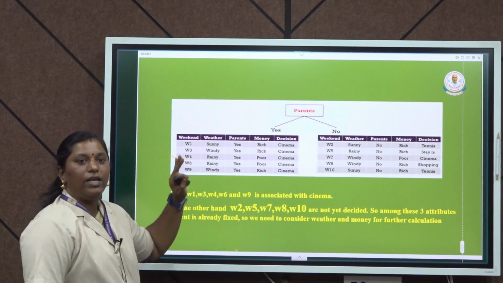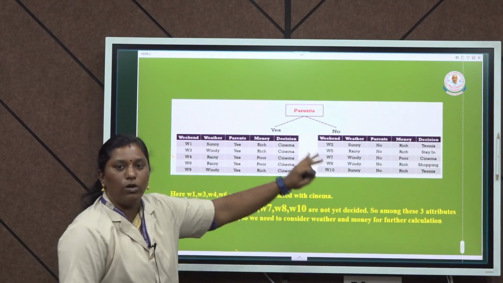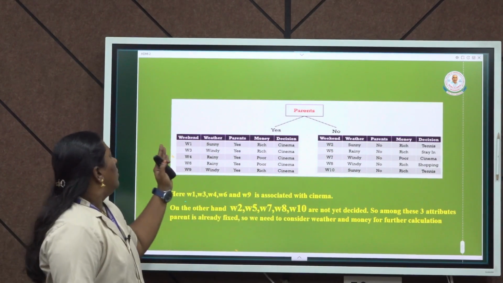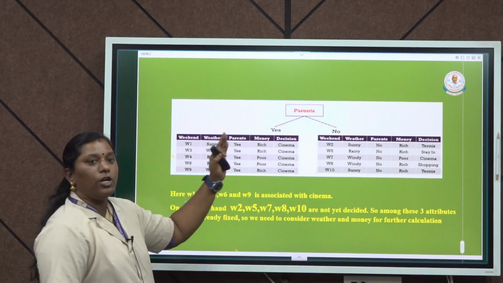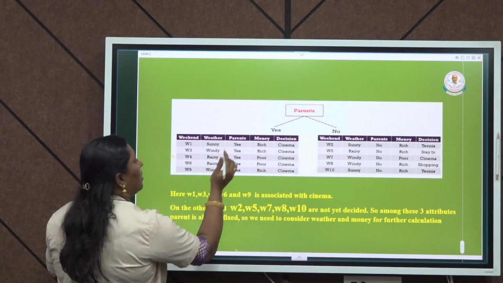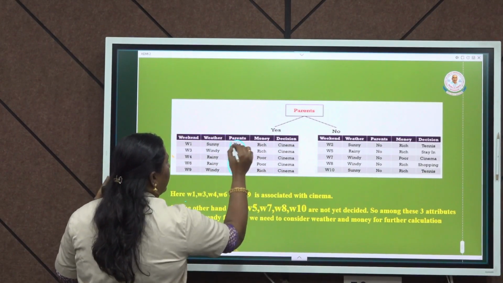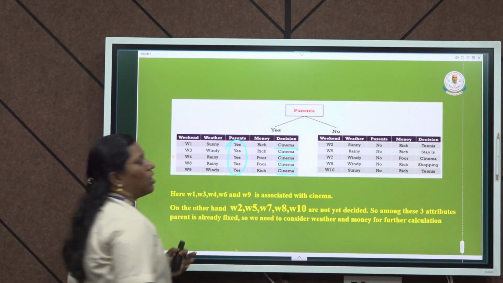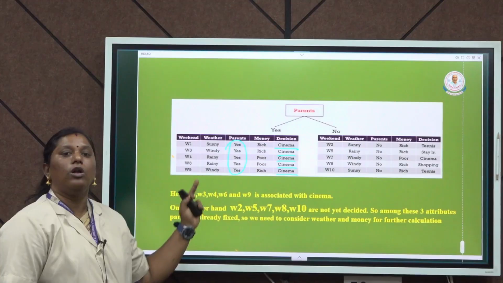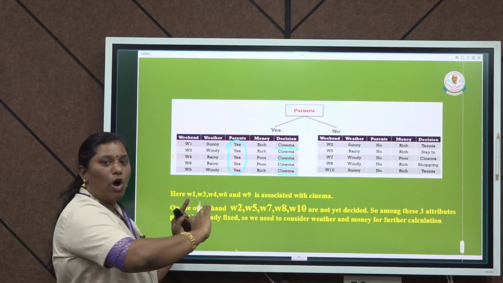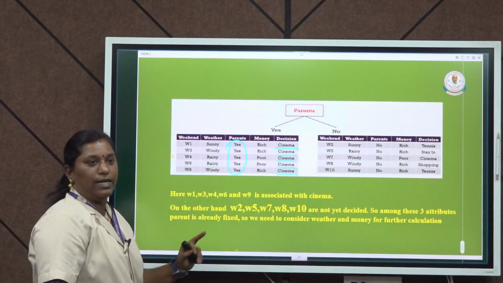The parent has 2 values, yes and no. Based on that, the data set is split into 2, which are considered subnodes, one per branch. When the parent is equal to yes, the decision is cinema. All the instances have the same outcome, cinema. So this sub branch is already solved, and we need not split it further.